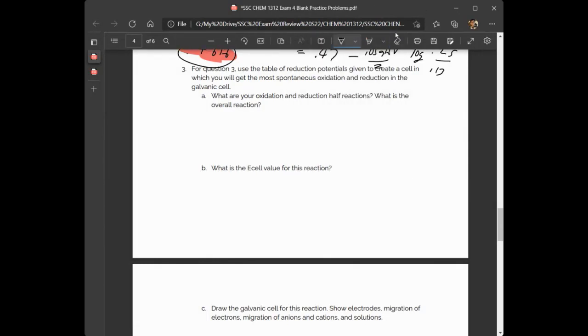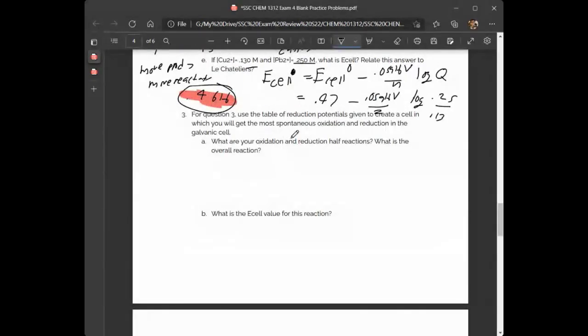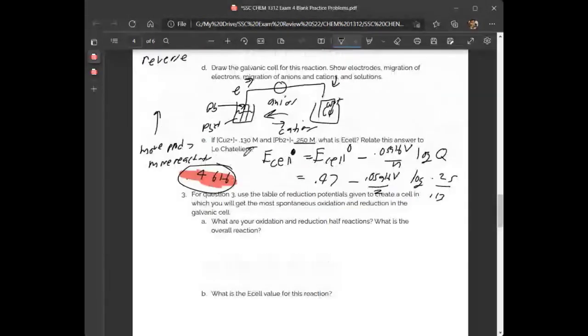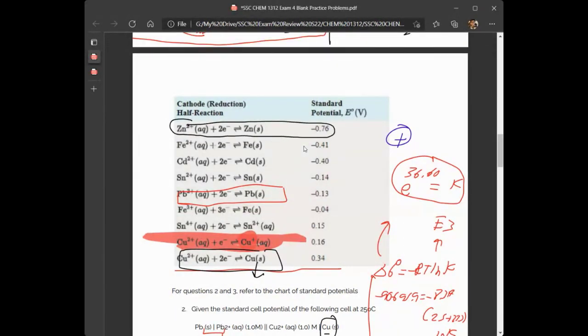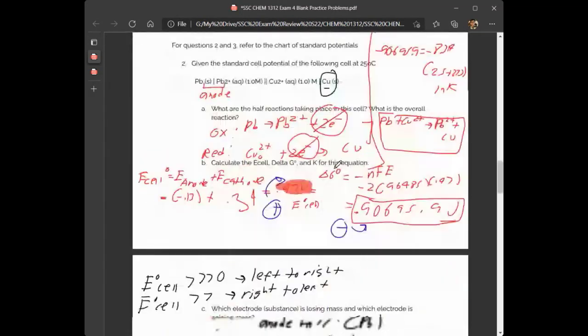The next problem says that for question 3, use the table of reduction potentials to create a cell in which you get the most spontaneous oxidation and reduction in the galvanic cell. So this is the table, right? We want the highest one, so we would take the highest negative value and the highest normal value. And we're going to see why.